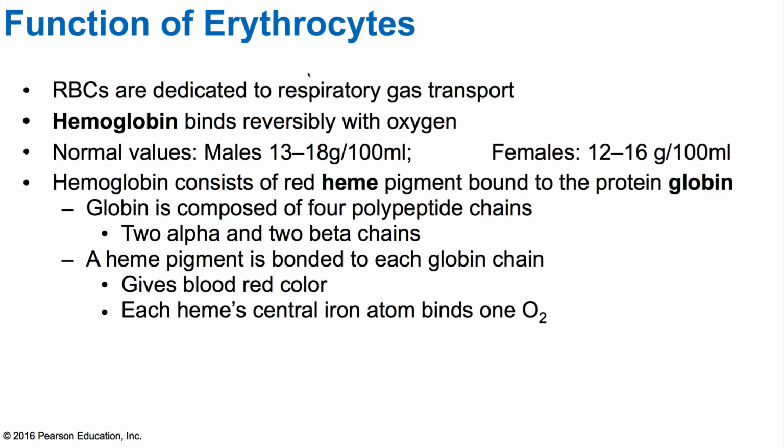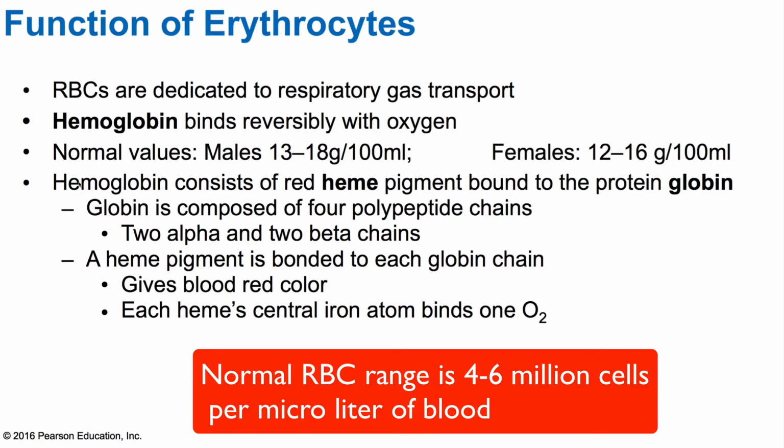Moving on to the functions of red blood cells, as we discussed earlier, the red blood cell's main job is to transport their respiratory gases. The main molecule that we find within the red blood cells that has the ability to reversibly bind with oxygen is hemoglobin. Now, in males, the normal range for hemoglobin is anywhere from 13 to 18 grams per 100 milliliters of blood. And in females, we have the range between 12 to 16 grams of hemoglobin per 100 milliliters of blood. When we look at this term hemoglobin, it's made up of 2 parts. You have this one part here, globin, and you have this other part, heme. So hemoglobin.